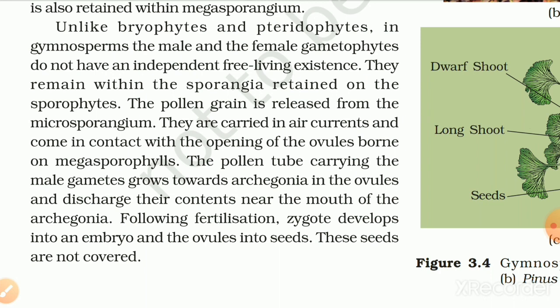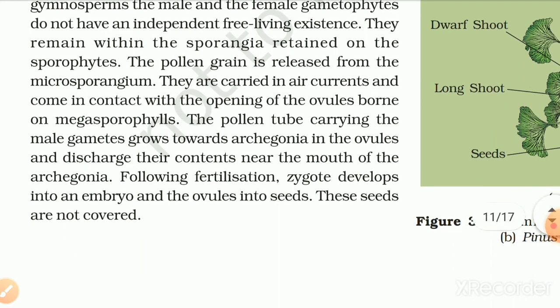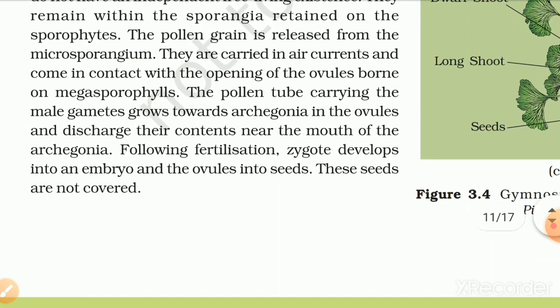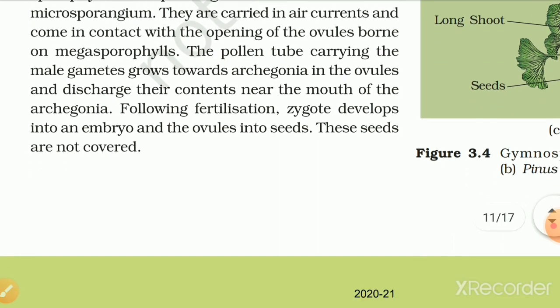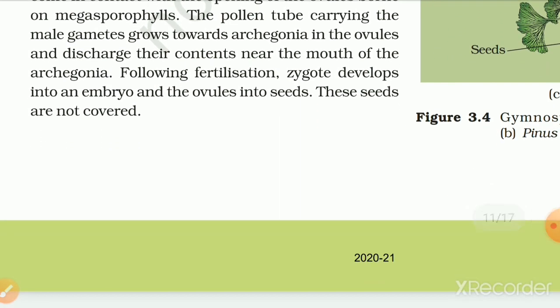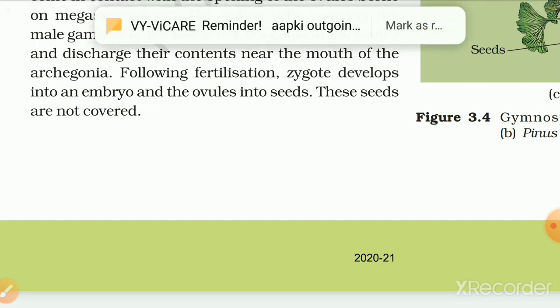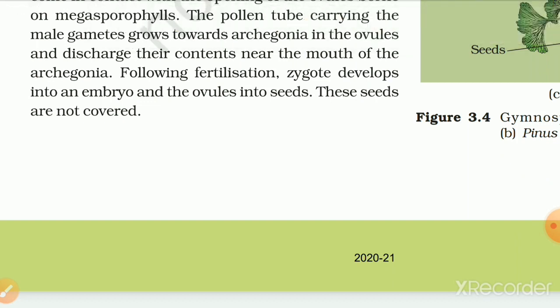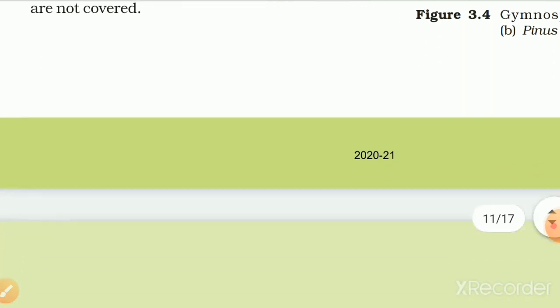They are carried in air currents and come in contact with the opening of the ovule borne on the megasporophyll. The pollen grain carrying the male gametes grows towards the archegonia in the ovule and discharges its content near the mouth of the archegonia. Following fertilization, the zygote develops into an embryo and the ovules into seeds. These seeds are not covered.